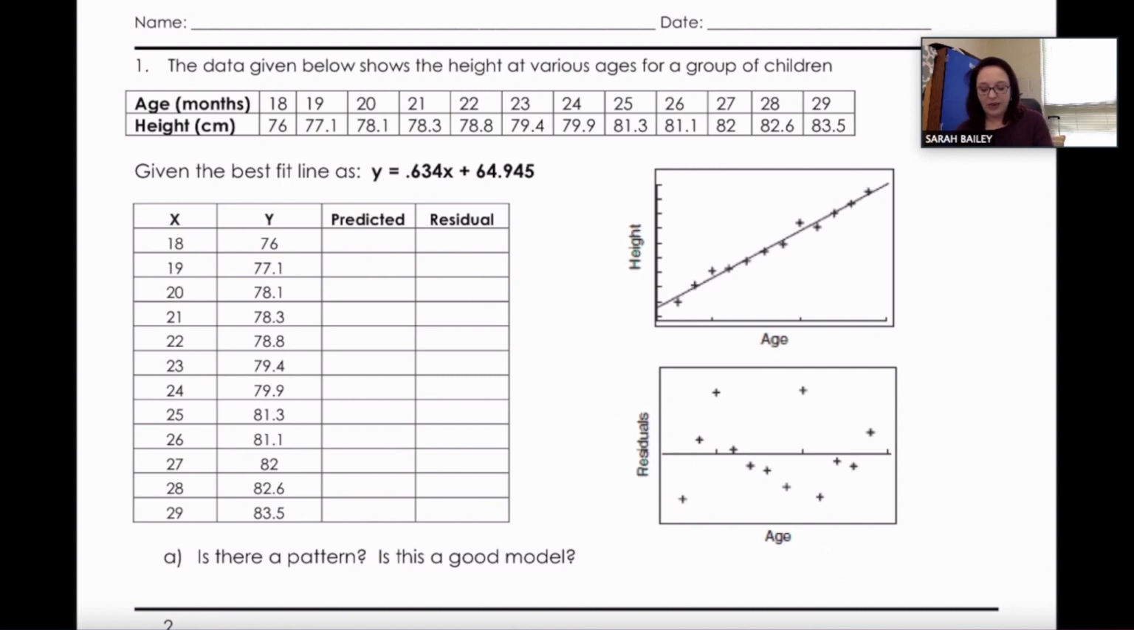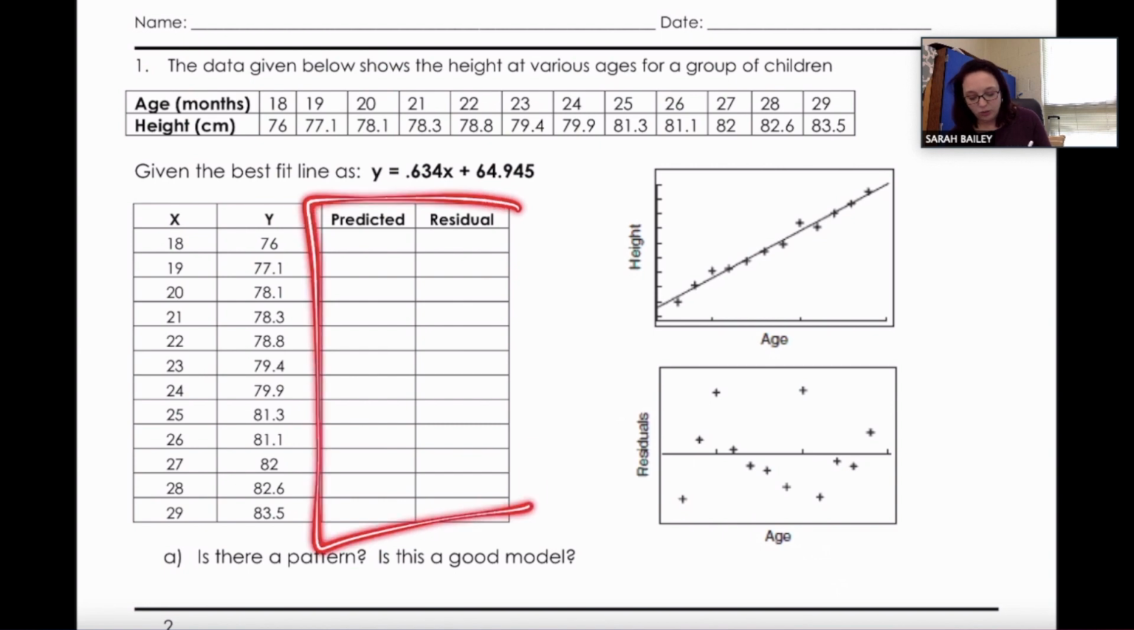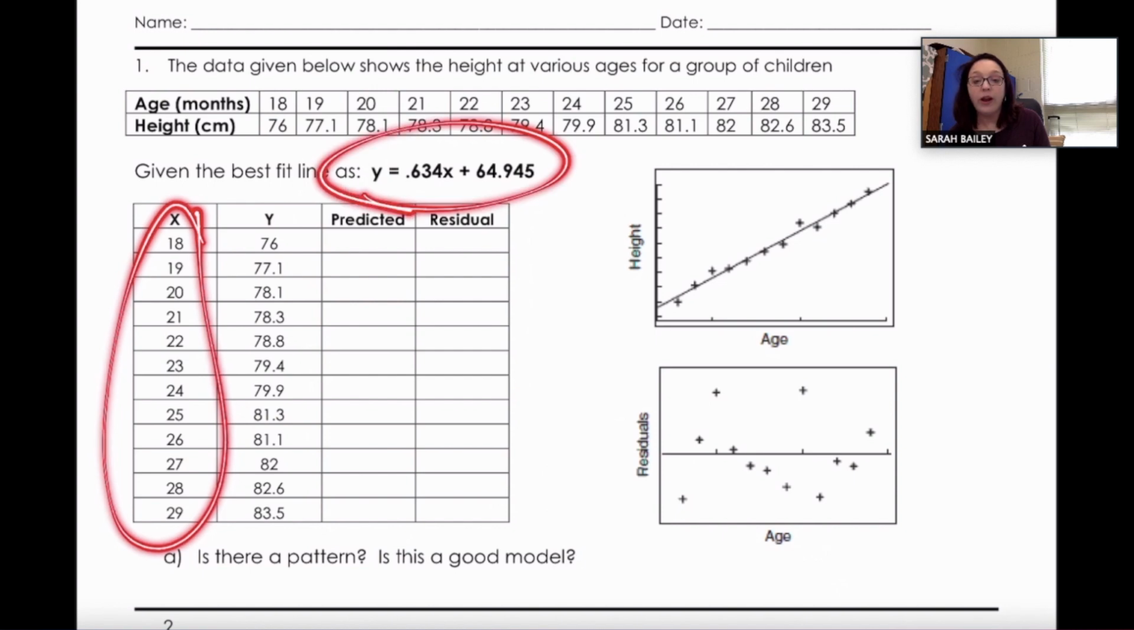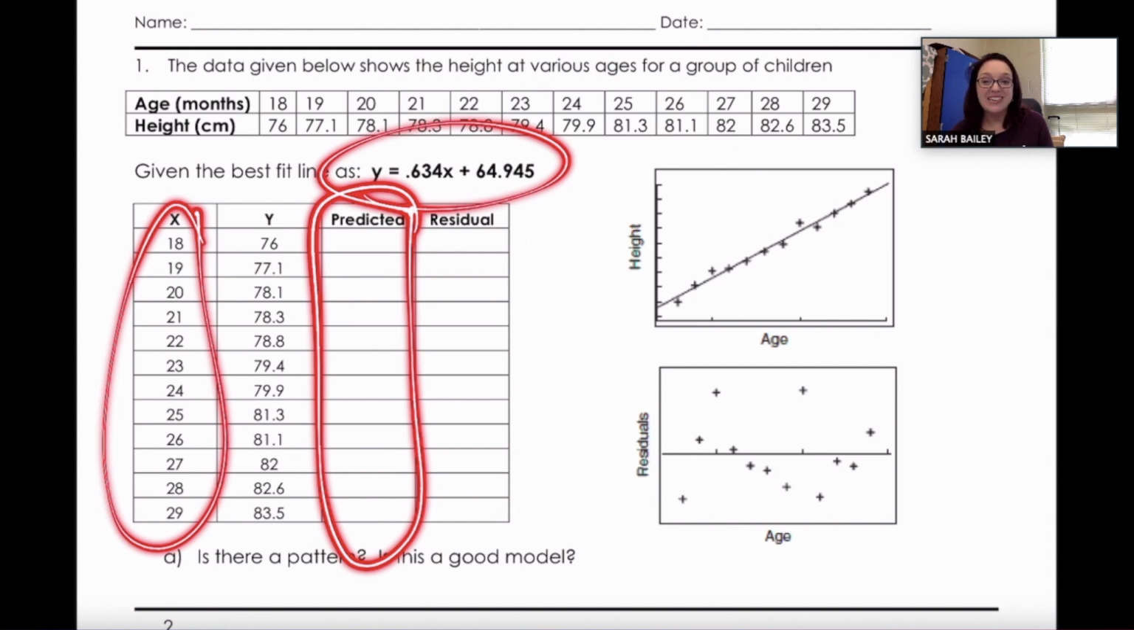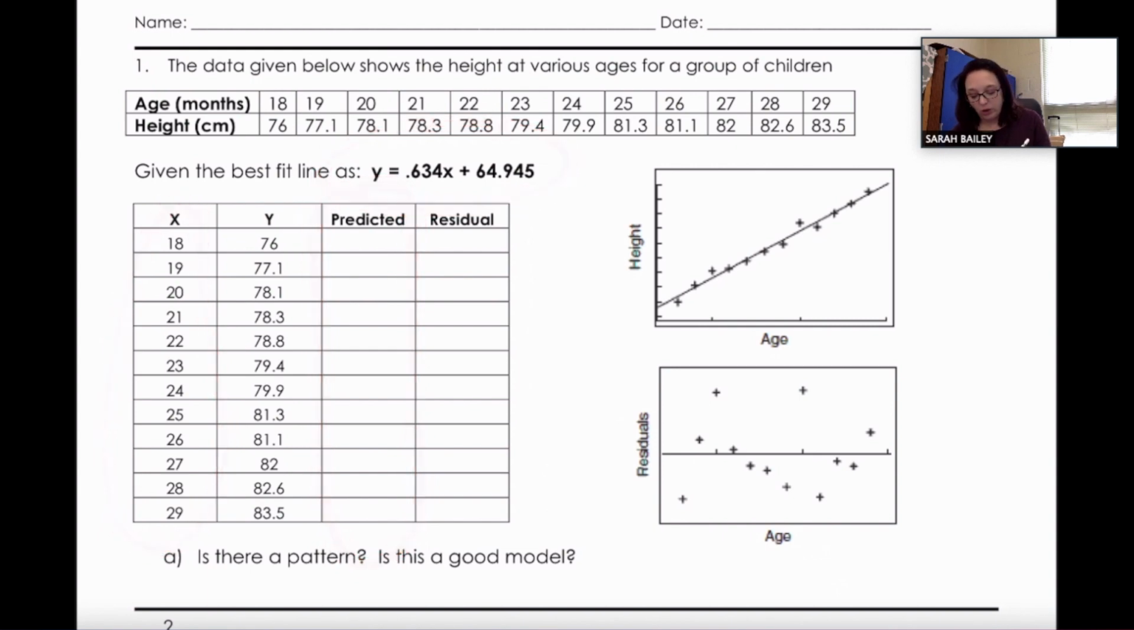So basically, what they're asking us to do here is fill out the table, okay? Using this equation, they're wanting you to plug in the x values into this equation, and then that will give you the corresponding predicted values. Once you have the predicted values, then you subtract the predicted values and the actual values to get an individual residual value. A lot of information, right?